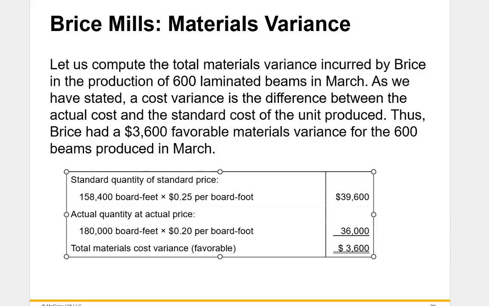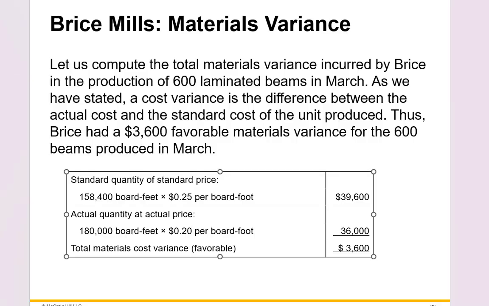So let's look and see how we did in terms of a materials variance. To create 600 laminated beams, we thought it would take 158,400 board feet, and the standard cost was 25 cents per board foot, costing 39,600. But we actually spent 180,000 at 20 cents per board foot, so it only cost us 3,600. So we had a favorable cost variance of 3,600. So let's see why that is.